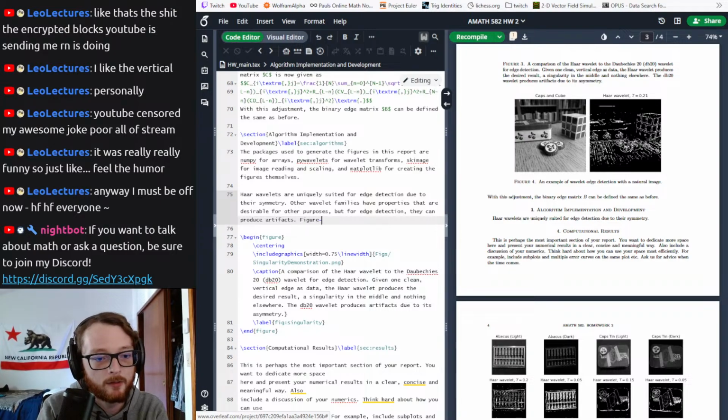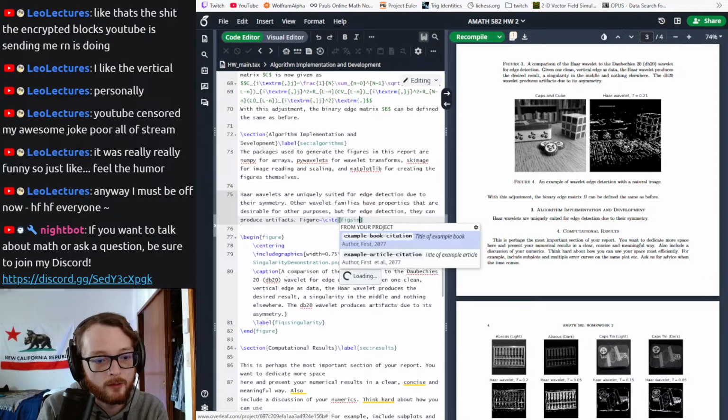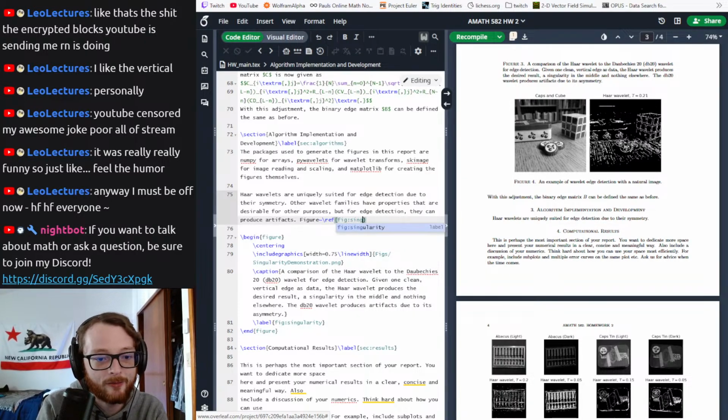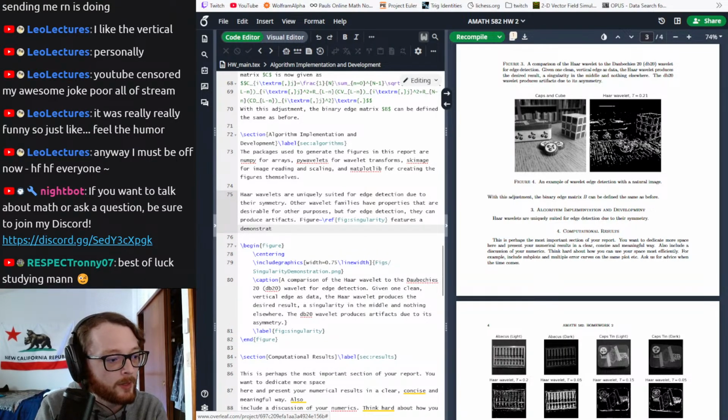Figure... slash cite fig. Wait, ooh, what? Fig: come on, autocomplete. Oh, it's ref. That's the issue. Dude, I can't type. Okay. Thank you, respect, Ronnie.